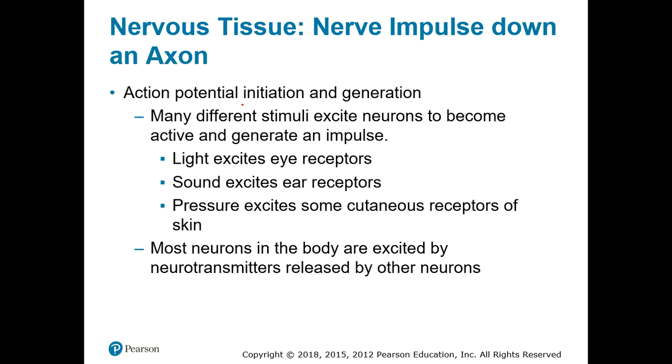So whenever an action potential is generated, it has to receive some kind of stimulus. Many different stimuli can excite neurons to become active and start to generate an impulse. We've talked about light exciting eye receptors, or sound exciting ear receptors, or you have pressure receptors or pain receptors. However, the most common is being excited by neurotransmitters that have been released by other neurons and have gone across that synaptic cleft to bind to receptors, which is why we talked about that last lesson.